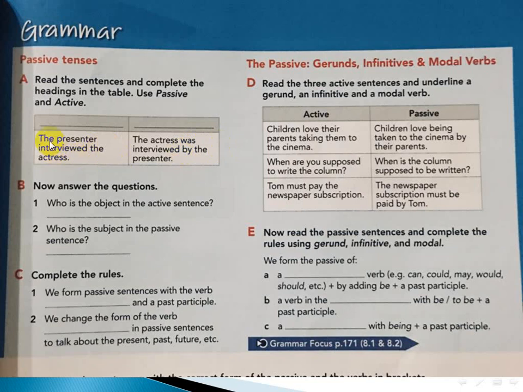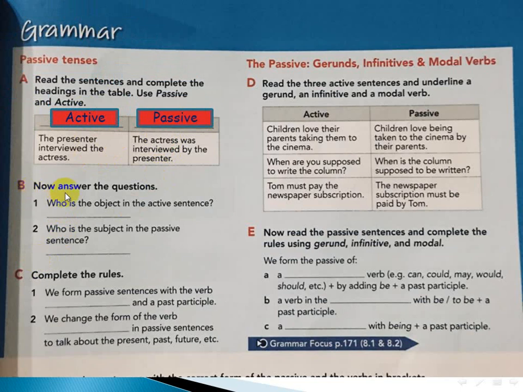Yep, the first one. 1. The prisoner interviewed the actress. 2. The actress was interviewed by the prisoner. So which one is active, which one is passive? The first one is active and the second one is passive.